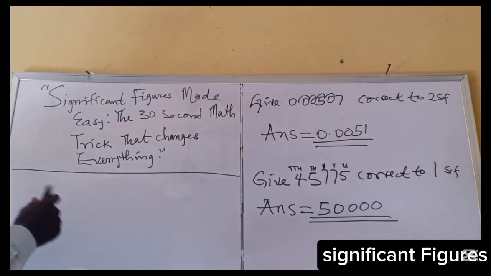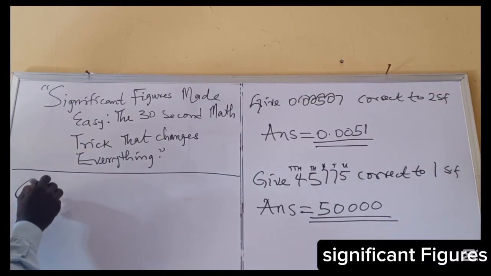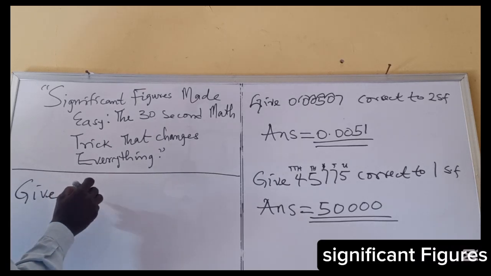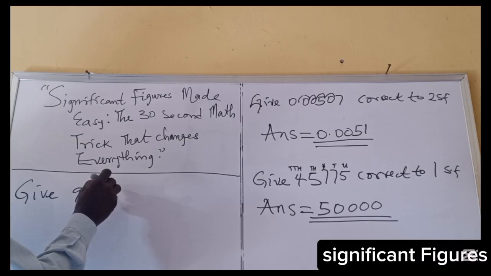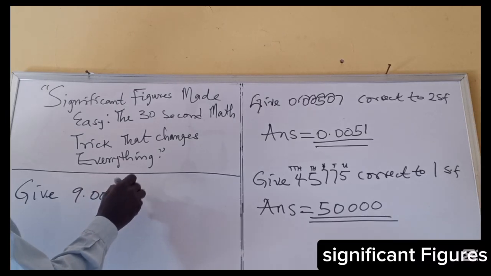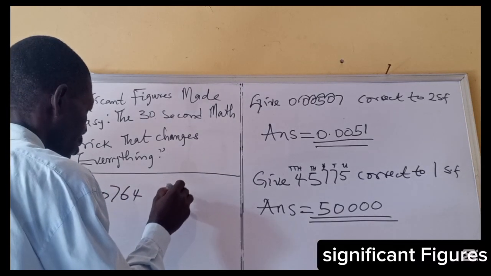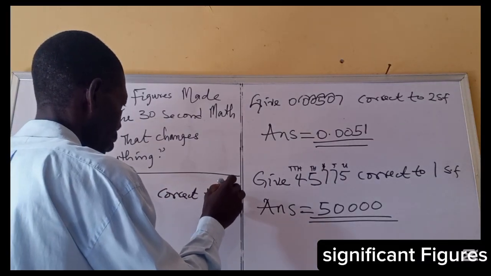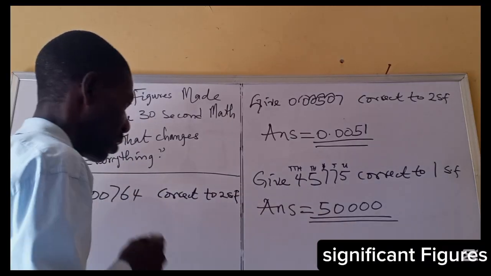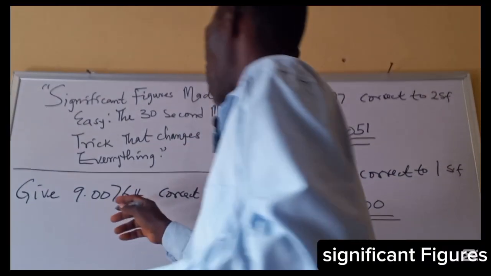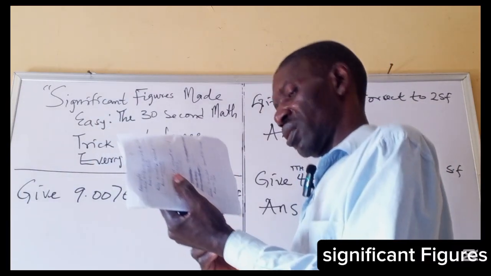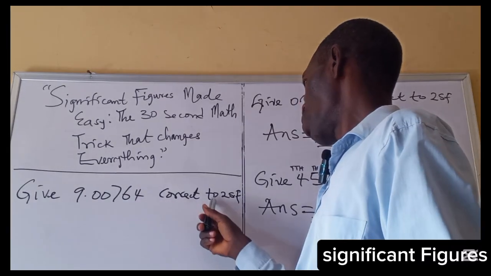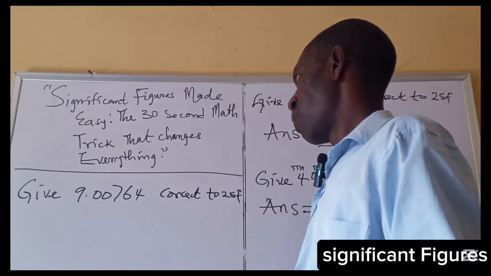Another example is this. Give 9.00764 correct to 2 significant figure. Correct to 2 significant figure. If you look at this now, look at this. Give 9.00764 correct to 2 significant figure.